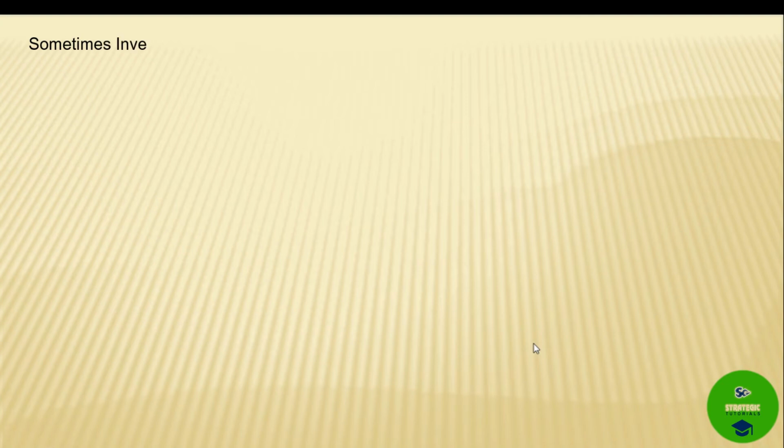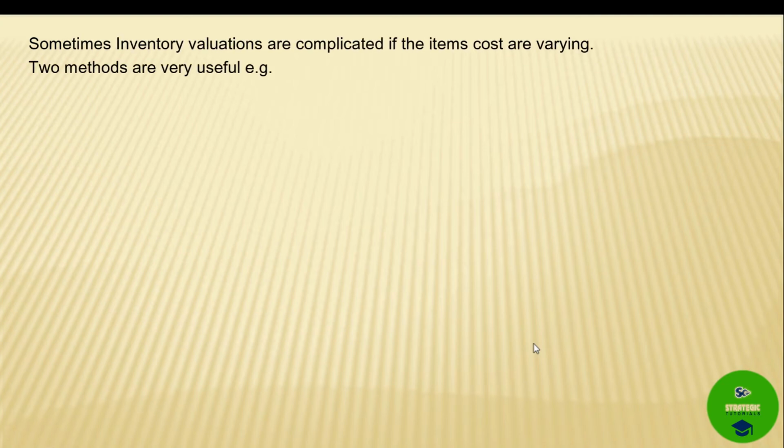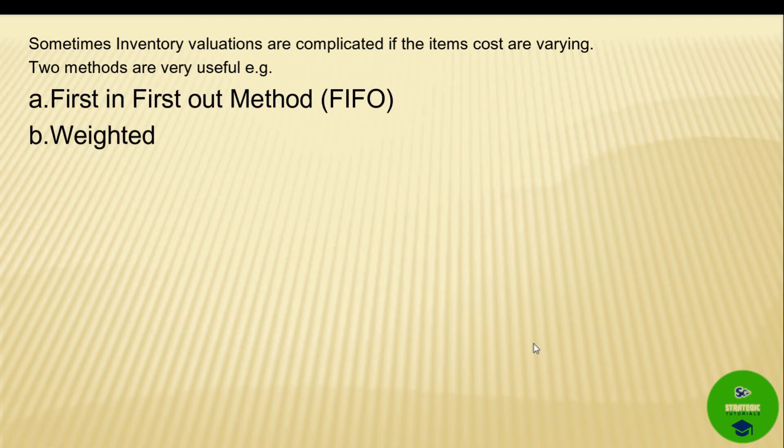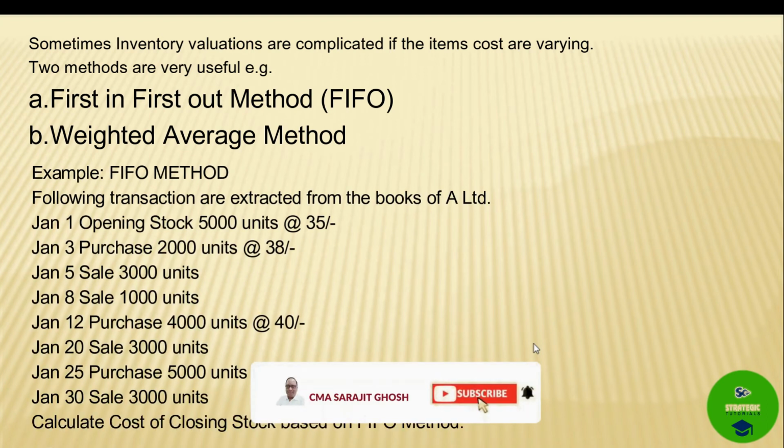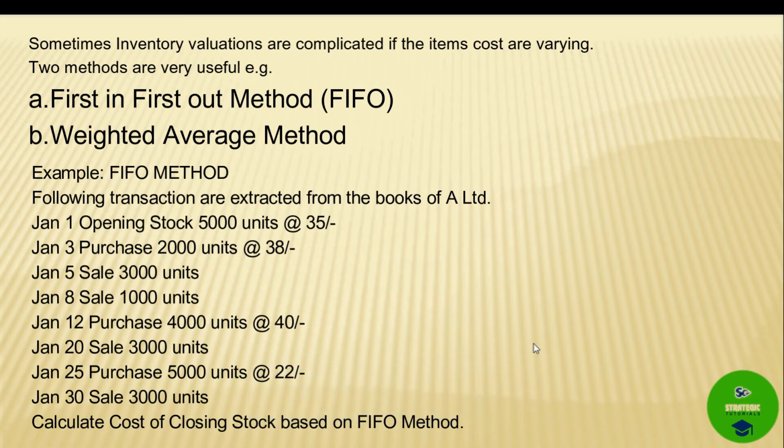Sometimes inventory valuation is complicated if the item costs are varying, and two methods are very useful, such as FIFO, first in first out, and the weighted average method. So what is the example of the FIFO method? I am giving an example of doing the FIFO method, that is first in first out.